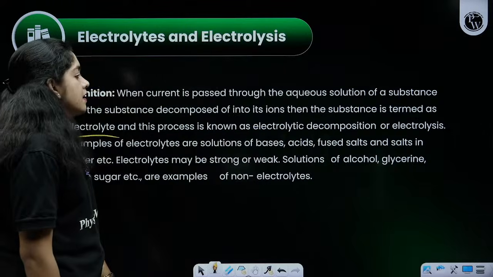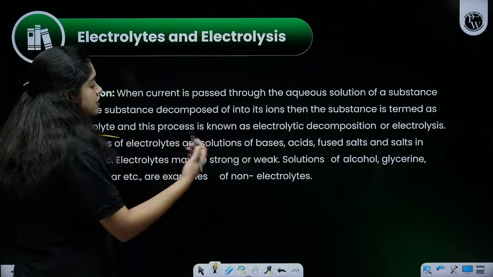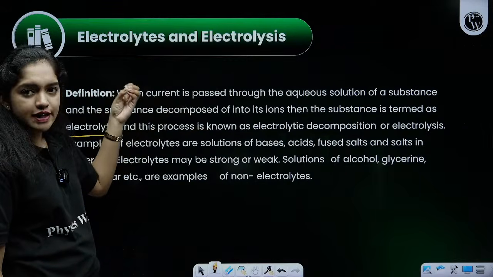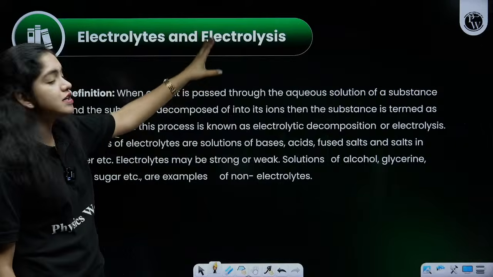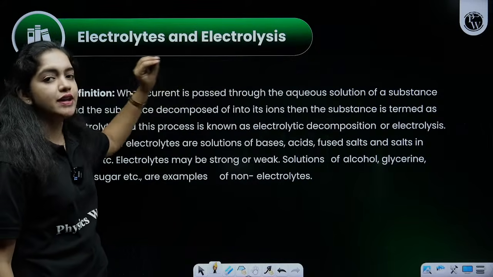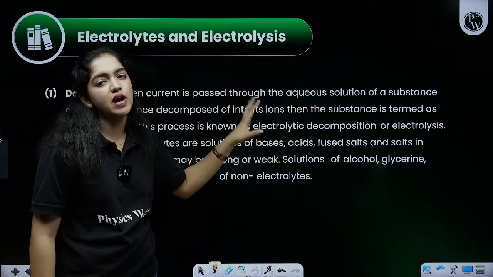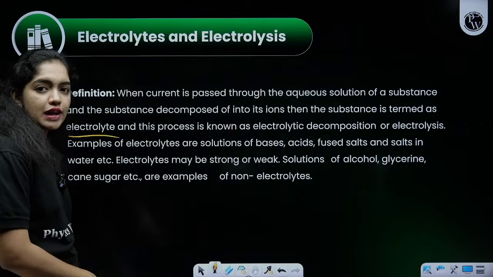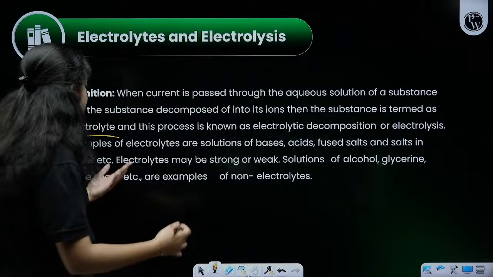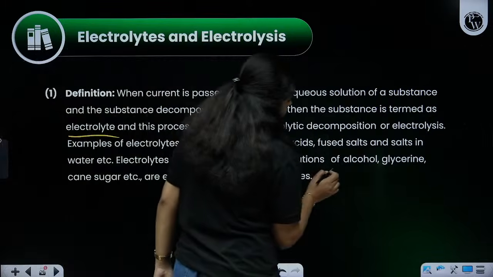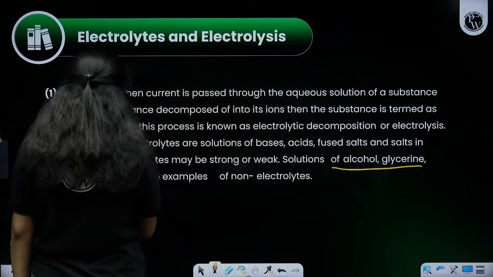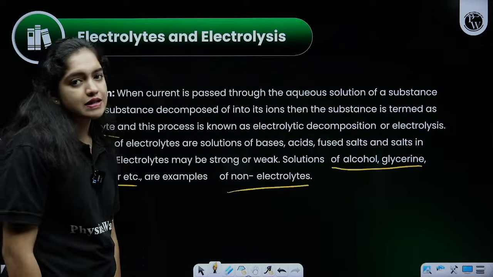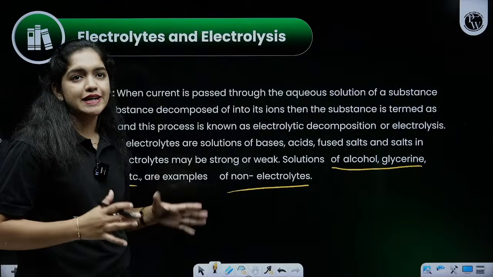Then electrolytic decomposition or electrolysis means what? The decomposition. When current is passed through that, it will decompose into ions. That is known as electrolysis. Like positive ion and negative ion will be produced. That is known as what? Electrolysis. And there are two types of electrolytes. Strong electrolyte and weak electrolyte. And non-electrolytes are like solutions of alcohol, glycerin, cane sugar, etc. There are non-electrolytes also which don't have the ability to conduct electricity.